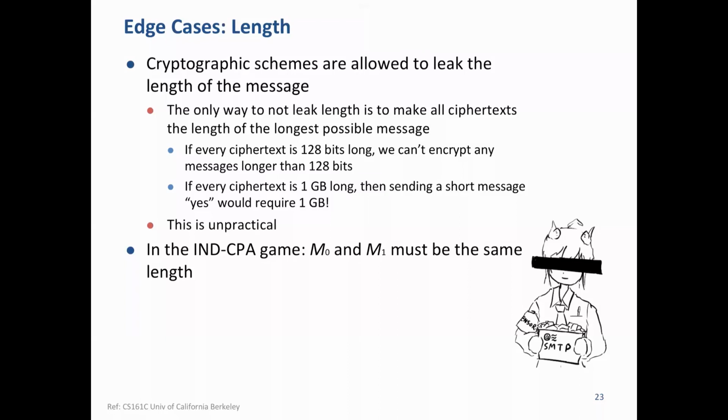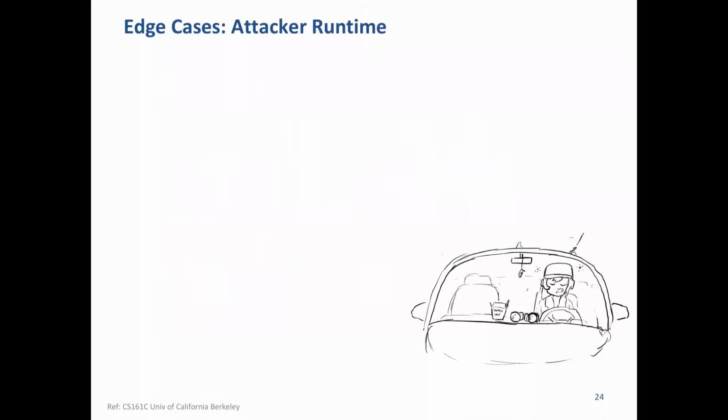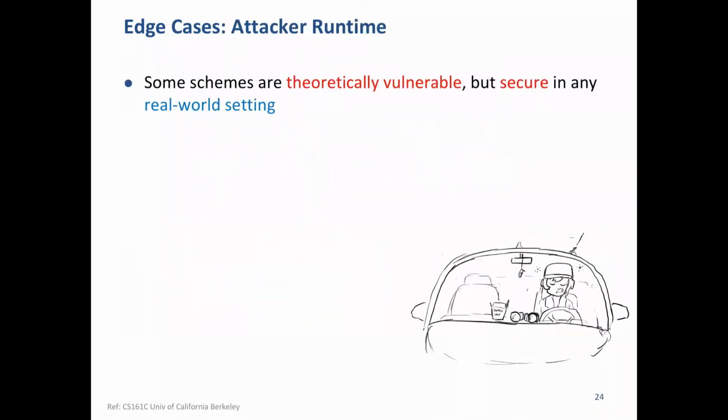Because if we say that the message length is fixed at 128 bits, and a message is longer than 128 bits, then this scheme cannot be used. And if we keep the ciphertext size at 1 GB, then if the message is small, the scheme is inefficient. So if we don't reveal length, then it's impractical. Now in this IND-CPA game, M0 and M1, the two messages which Eve sends to Alice, have to be of the same length.